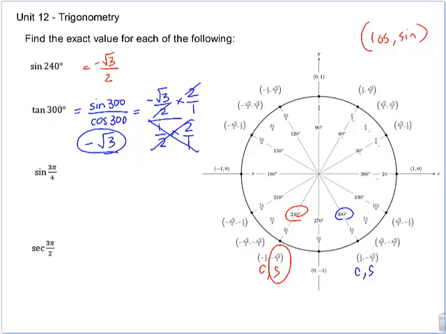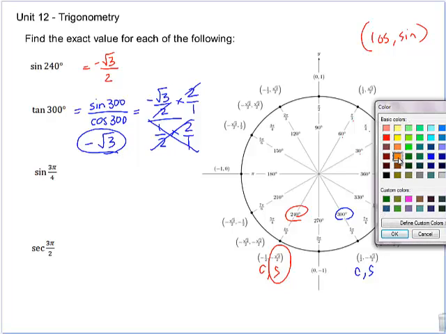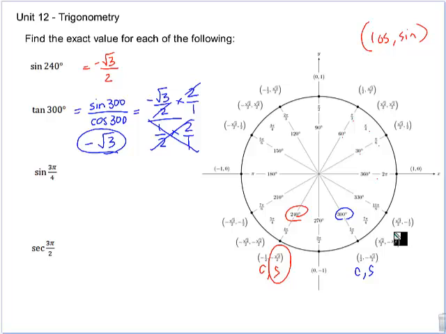Sine of 3 pi over 4, so you have to find where 3 pi over 4 is on your unit circle. It is right here. So 3 pi over 4, the cosine and the sine values. The sine value for 3 pi over 4 is square root of 2 over 2.